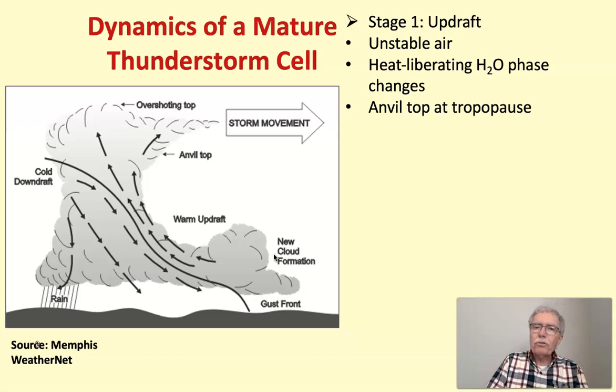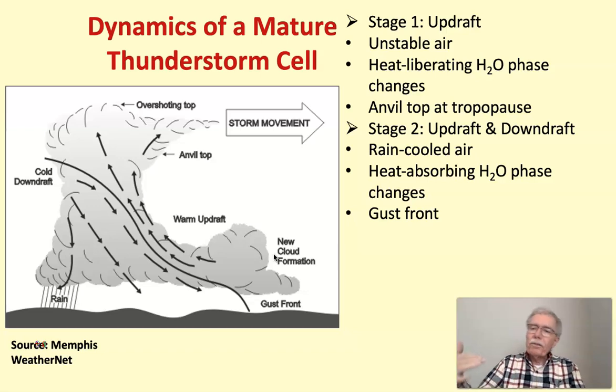So, stage 1. Stage 1 of a thunderstorm, as it goes through its evolutionary cycle, is the updraft stage. The air is unstable, it rises on its own, and all the heat liberating processes are engaged here. There's condensation, there's deposition at high elevations where it's cold, there's freezing that goes on. All of these things are heat liberating processes in the updraft.